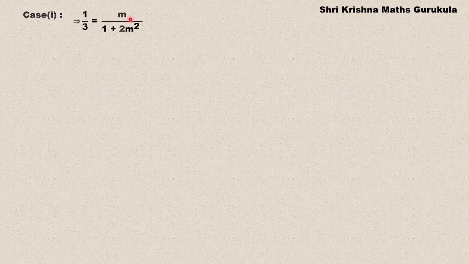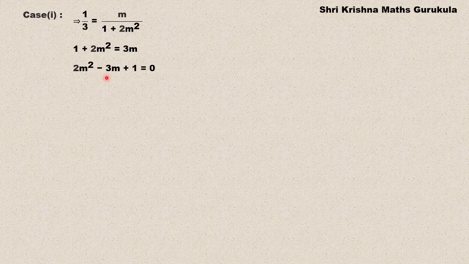1 by 3 is equal to m by (1 plus 2m square). Now let's cross multiply. 1 plus 2m square is equal to 3m. Take 3m to the LHS. This gives us 2m square minus 3m plus 1 is equal to 0. And this is a quadratic equation. So if we solve for m, we get the slope of the first line.